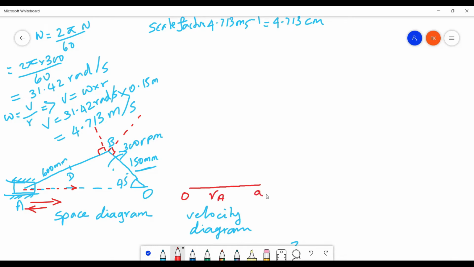Then I will go for the known component. So this one is the known component. This is B with respect to O, right? Velocity of B with respect to O. Okay, that I have found: 4.713 meter per second. So parallel to this, I will draw like this. Okay, so this and this are parallel.